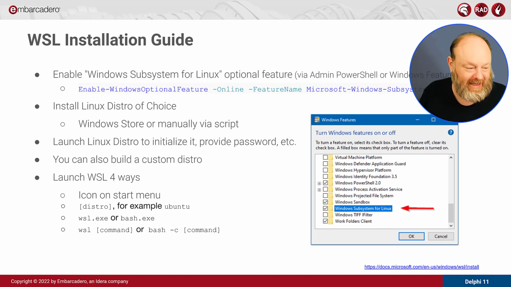Installation, there actually are a few different ways to install it. You can install it via Control Panel, Add or Remove Windows Features. You can install it with the Enable Windows Optional Feature command line there, or you can actually install it with wsl --install. And then once you have it installed, you can launch it a few different ways: from Windows Terminal, or you can type wsl from a command prompt, or bash, or the name of the distro you want to run.